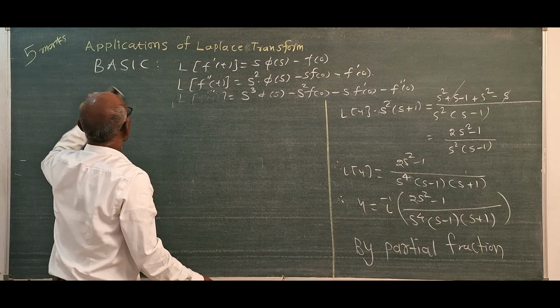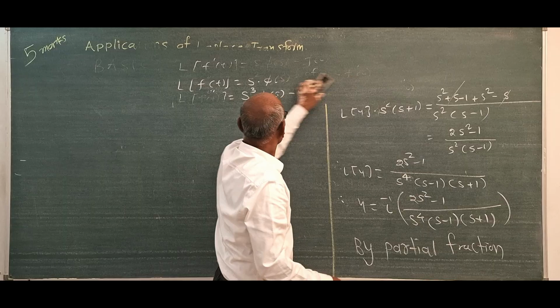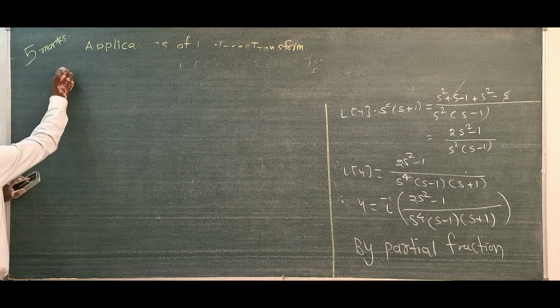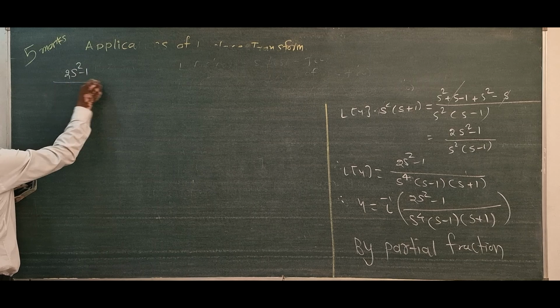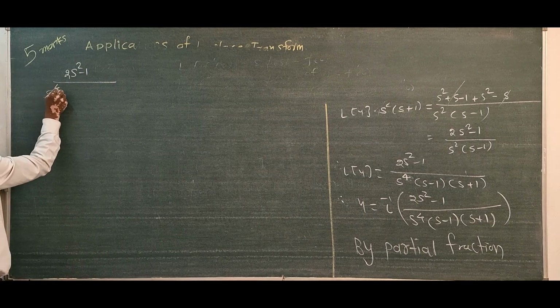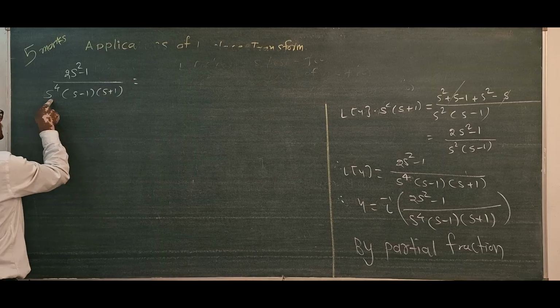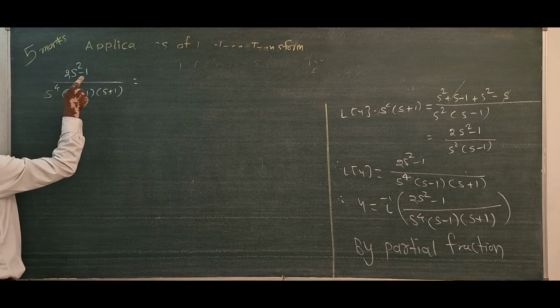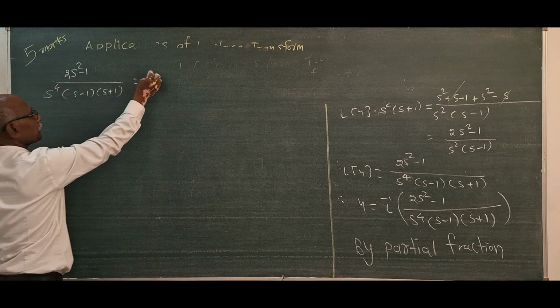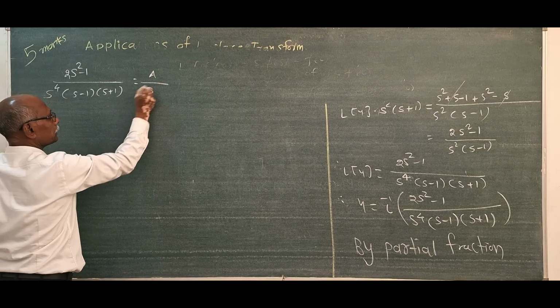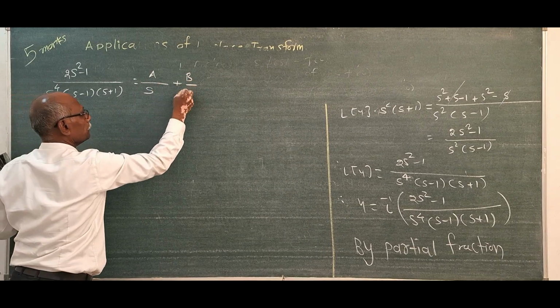So what is the partial fraction method? Partial fraction method means 2 s square minus 1 divided by s raised to 4 into bracket s minus 1, s plus 1 can be written as. This is a repeated factor, this is a linear factor, this is a linear factor. So we can write A divided by s. s is repeated 4 times, so we will write B by s square.